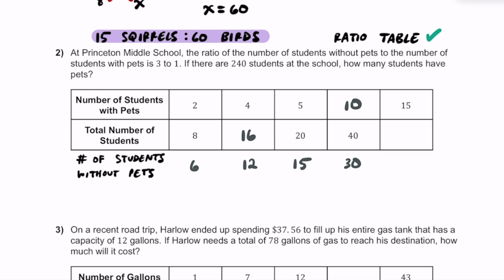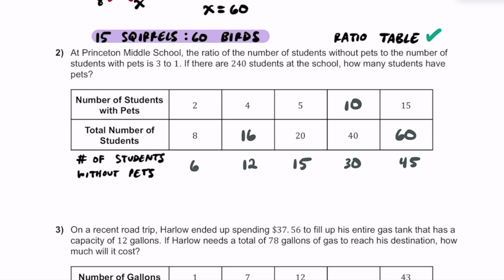And finally, for this blank down here, we can say maybe 5 times 3 is 15, so 20 times 3 gets you 60. So we can say that this would be 60. There would be 45 students without pets here, which makes sense because 15 plus 45 is 60. And you can see 45 to 15 does give us this 3 to 1 ratio.